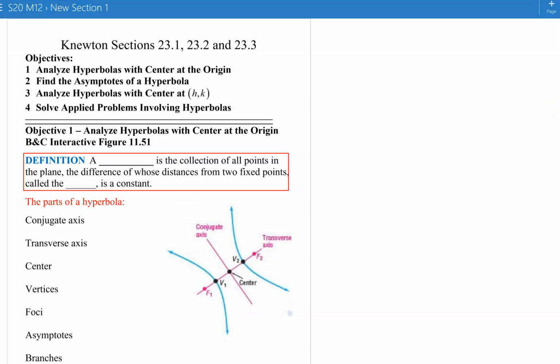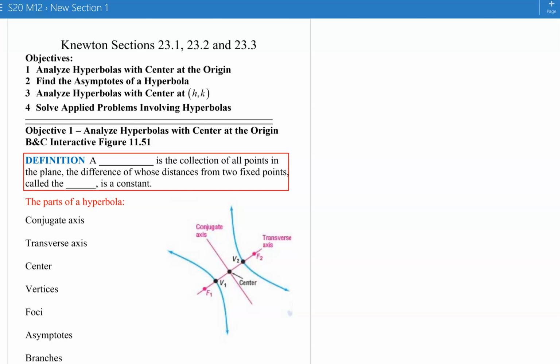1, 2, and 3 are all about hyperbolas. So we'll start by talking about hyperbolas with their center at the origin, and we'll work on finding their asymptotes. And then we'll analyze hyperbolas where the center is shifted and look at an application problem.